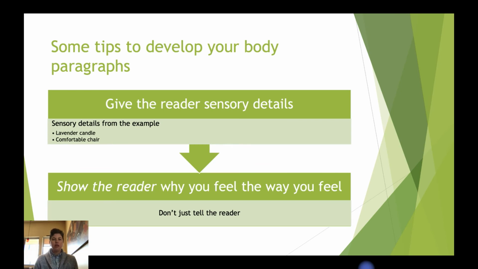So, some tips to develop your body paragraph. Give the reader sensory details. From the last slide, the sensory details in the examples come from the lavender candle and the comfortable chair, right? This information sets the scene for the reader, lets them know what is calming the body, as well as the book. Not only is it the book, but it's this whole ambiance that gets set up as you read.